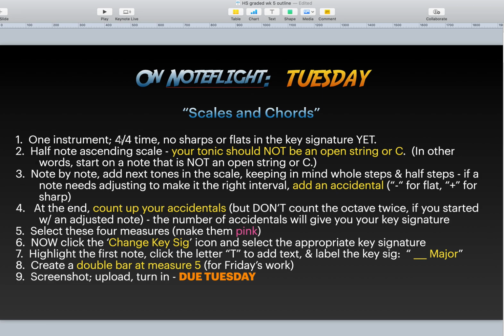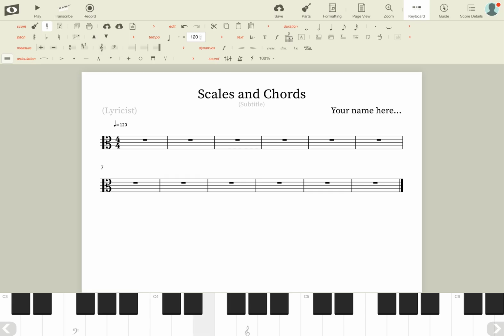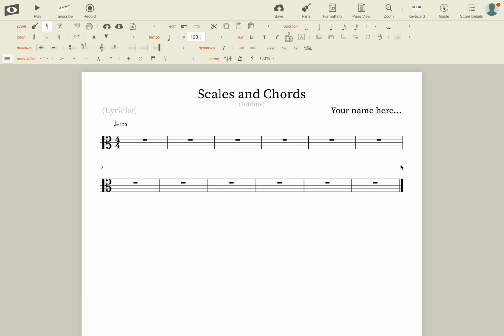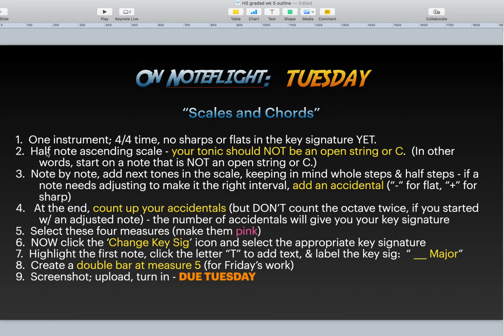I want one instrument, 4/4 time, no sharps or flats in the key signature yet. This we have already done. Let's remove this keyboard. Nothing but blank measures. Yay. All right. I'm looking for a half note ascending scale, and I want you to choose for your tonic, like the first note of the scale, right? What I used to call the root note all the time. Your tonic should not be an open string, or if you are a violinist or a bassist, I don't want you to choose C either. All right? Start on a note that is not an open string or C.